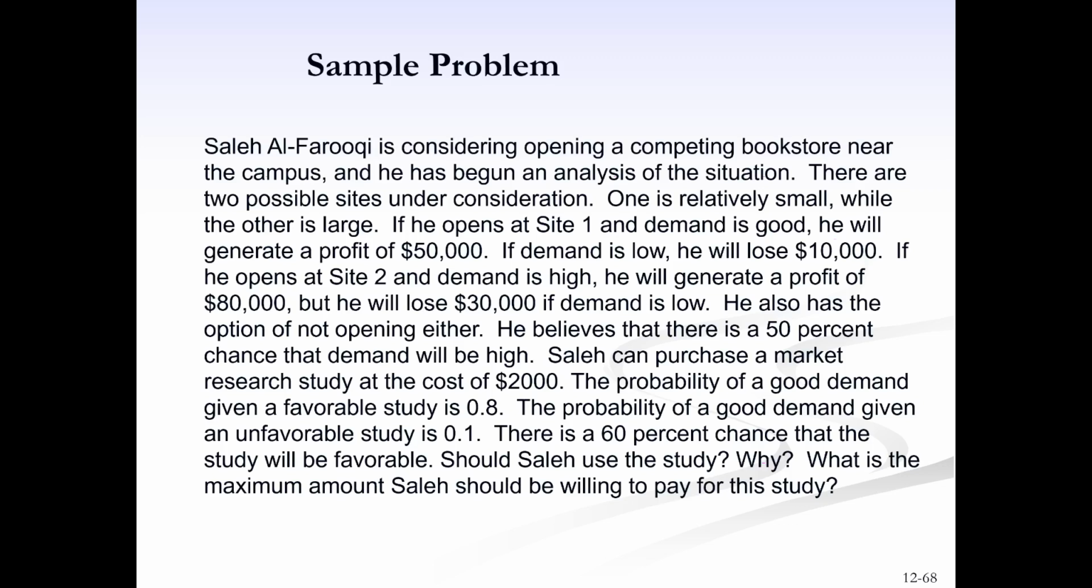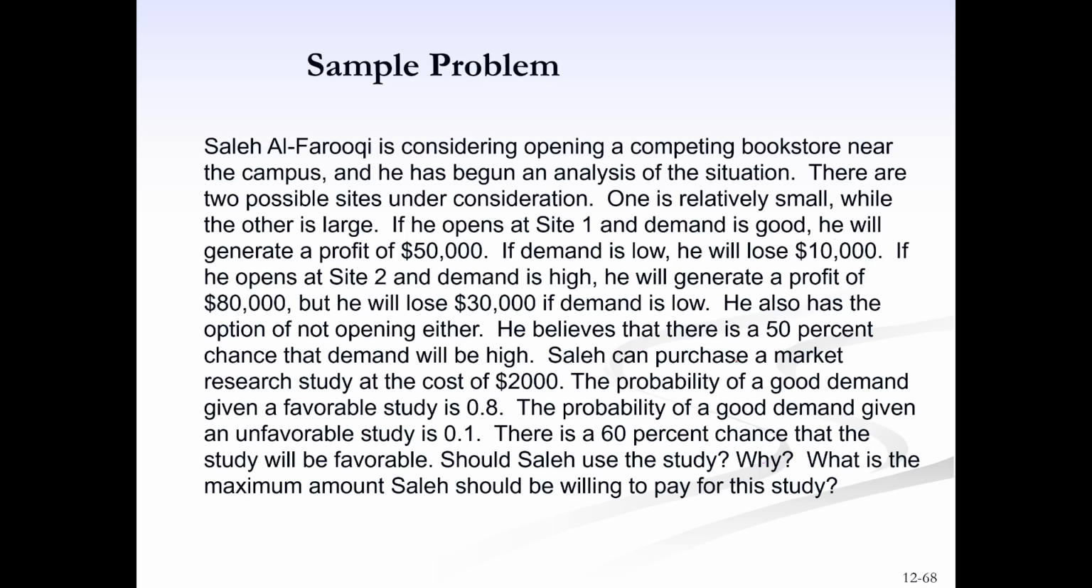Let me read it. Saleh Al Faruqi is considering opening a competing bookstore near the campus, and he has begun an analysis of the situation. There are two possible sites under consideration. One is relatively small, while the other is large. If he opens at site 1 and demand is good, he will generate a profit of $50,000. If demand is low, he will lose $10,000. If he opens at site 2 and demand is high, he will generate a profit of $80,000, but he will lose $30,000 if demand is low. He also has the option of not opening either. So do nothing is also an option here.